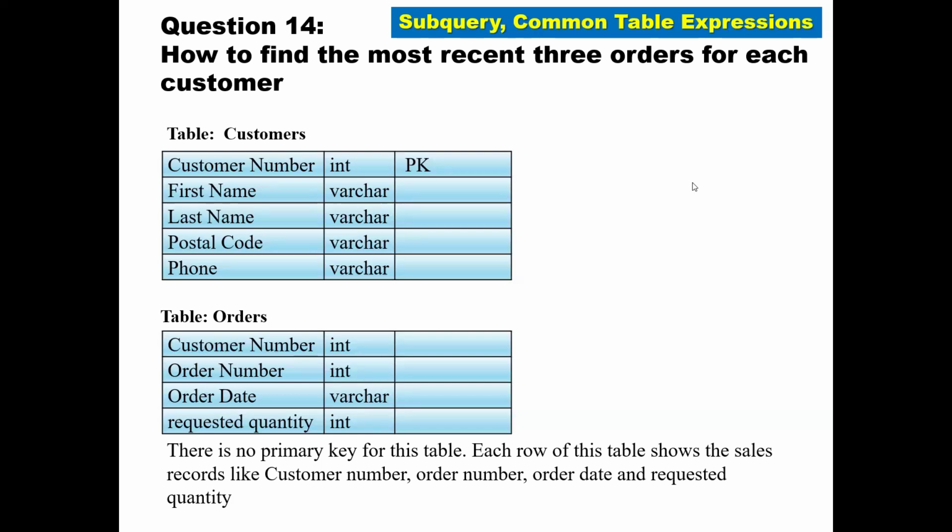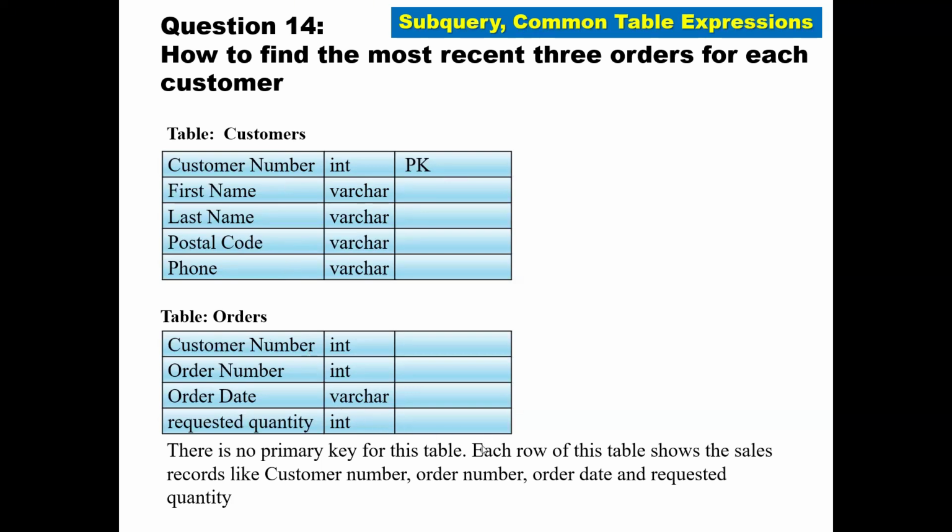In this video, we're going to solve question 14, how to find the most recent 3 orders for each customer. We're working with 2 tables, customers and orders. The customers table contains customer number, which is the primary key, first and last name, postal code and phone. The orders table includes customer number, order date, requested quantity.